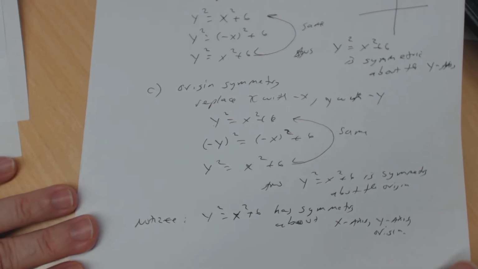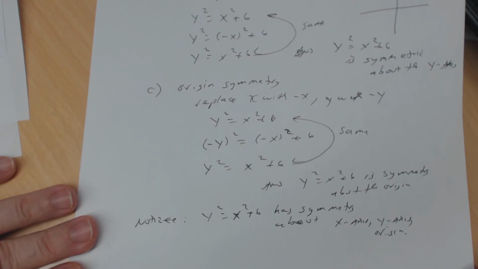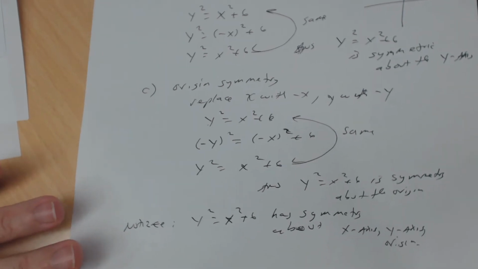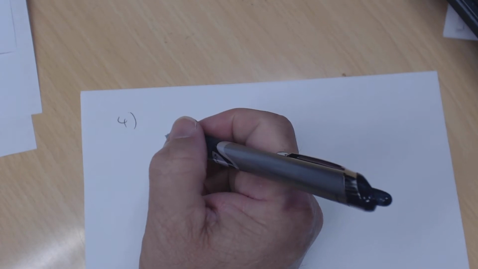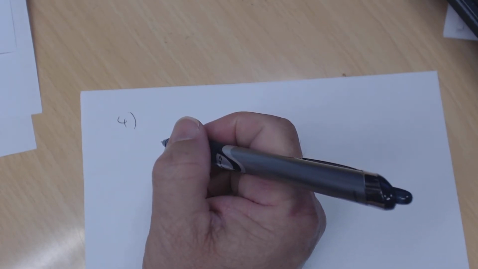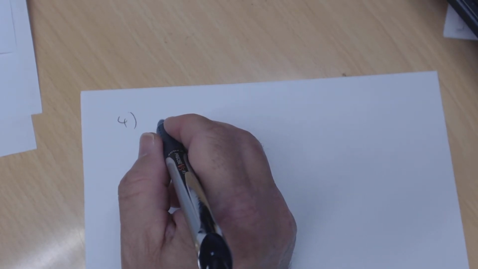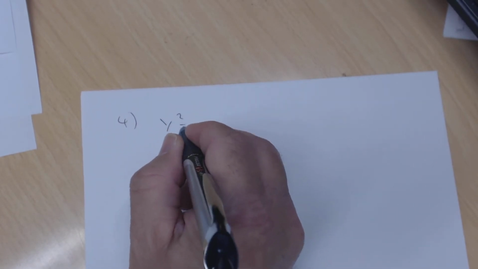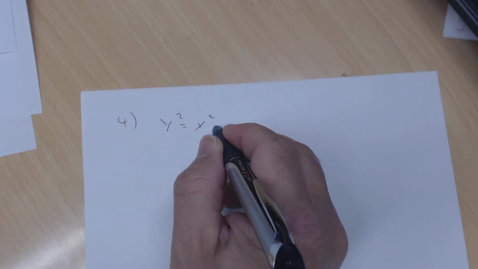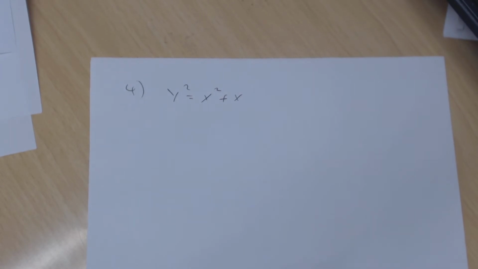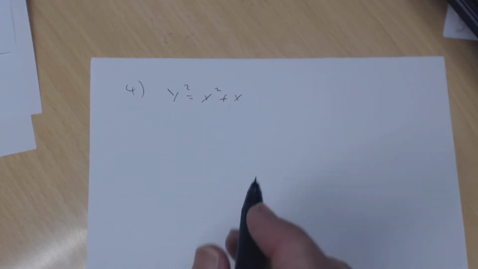All right, so we're almost at about 51 minutes now, but that's all you do to check for symmetry. Okay, and well, let's do this one. Suppose we had y squared equals x squared plus x. Let's say we had this.